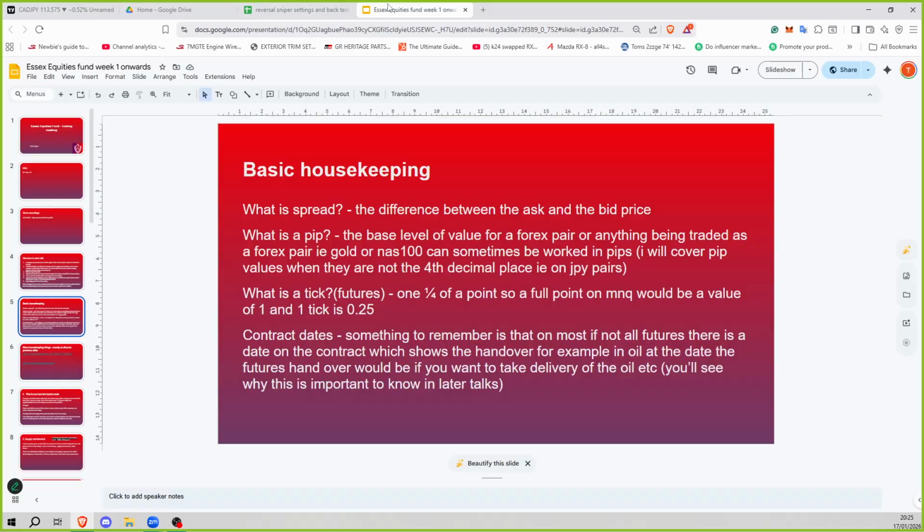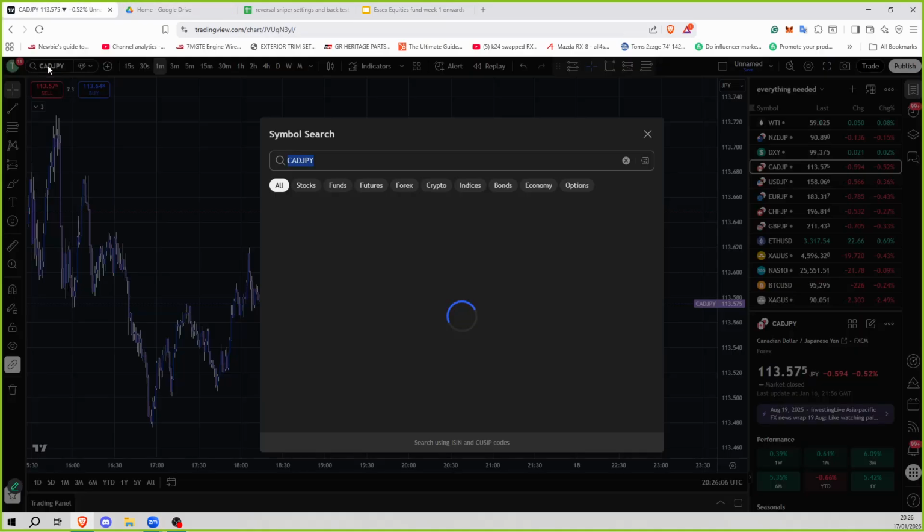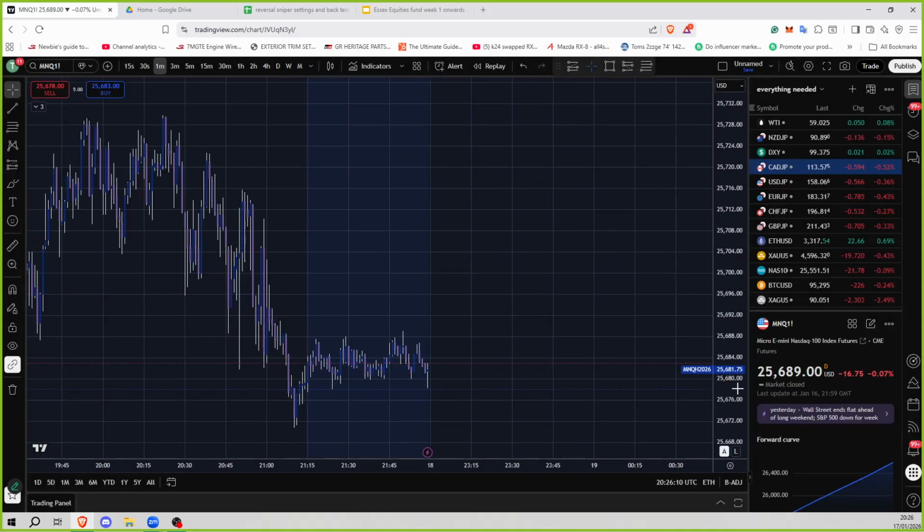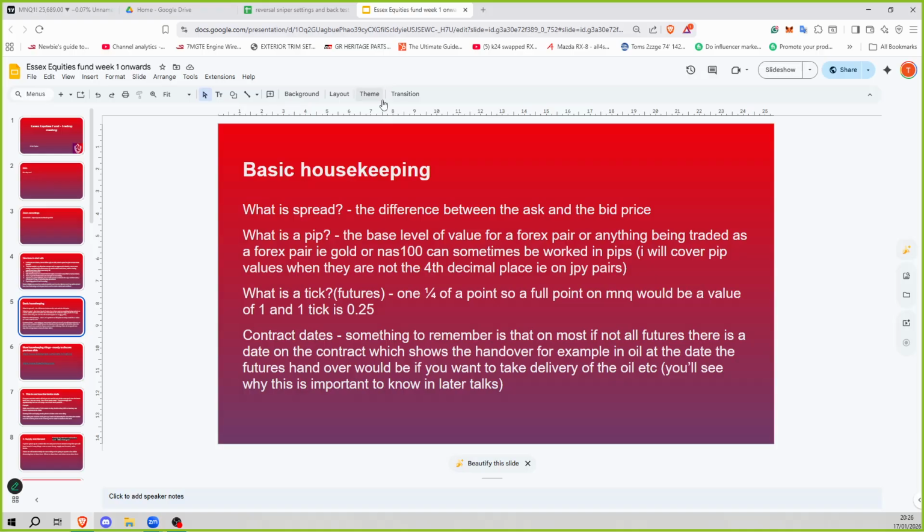Right. Next thing, what is a tick? A tick is basically what I said about futures with NAS. You do 1/4 of a point. You see how it's on a 75 or a 0? It goes 0, 25, 50, 75, 1. And that's how futures work. Each one is a tick, not a pip, although the term is basically interchangeable.